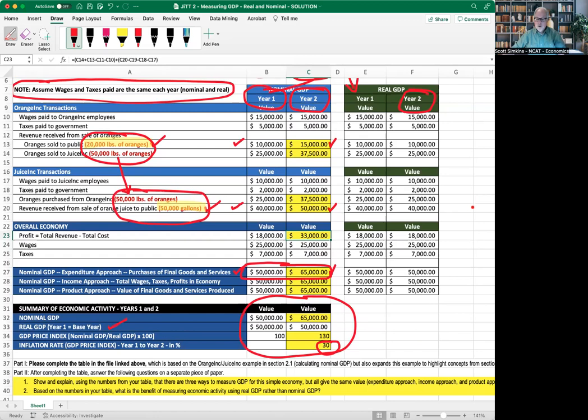So again, I just wanted to provide you with some background about this JiTT exercise. It's a fairly simple exercise, but it points out some really important concepts that we're going to be talking about.